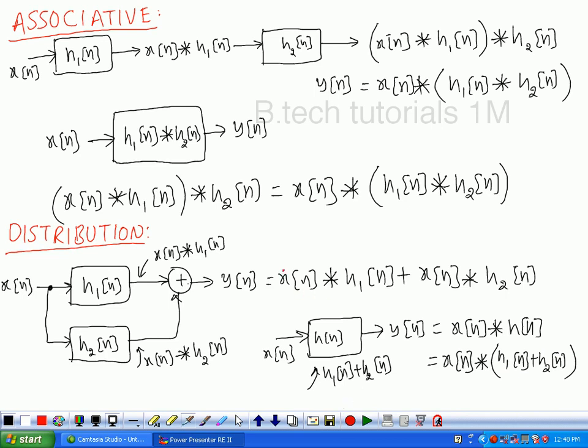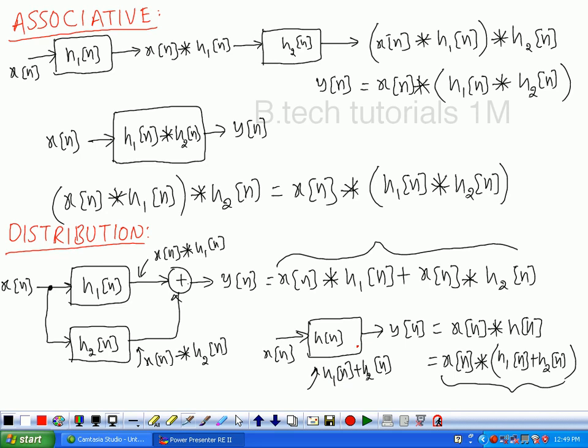So now can I equate these two? Both are the same. So what that indicates? When two systems are connected in parallel, then the overall system impulse response is equal to the sum of the individual impulse responses. When two systems are connected in cascade, the overall impulse response is the convolution of the individual impulse responses. Here it is the sum of the individual impulse responses. This is the distributive property of the convolution.